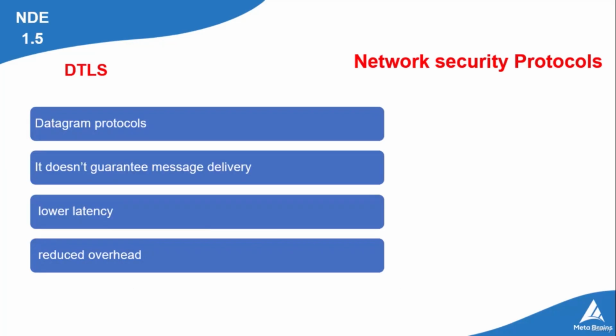Transport Layer Security, TLS, is an SSL-based protocol. Datagram Transport Layer Security, DTLS, OSI Layer 5. DTLS is a datagram communication security protocol based on TLS. It doesn't guarantee message delivery or that the messages arrive in order. DTLS introduces the advantages of datagram protocols, including lower latency and reduced overhead.